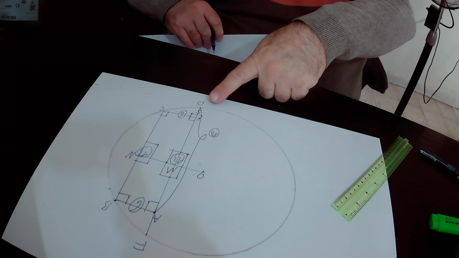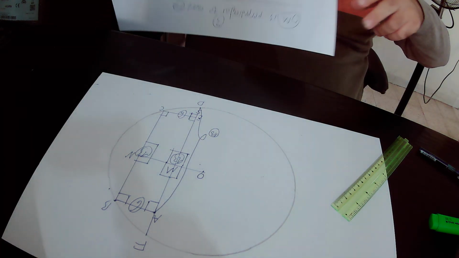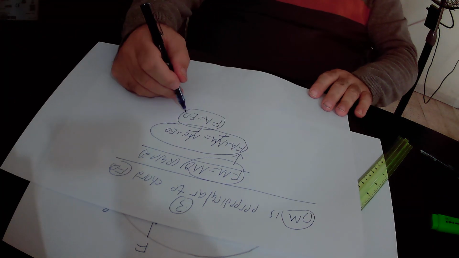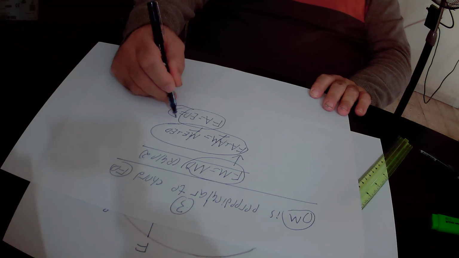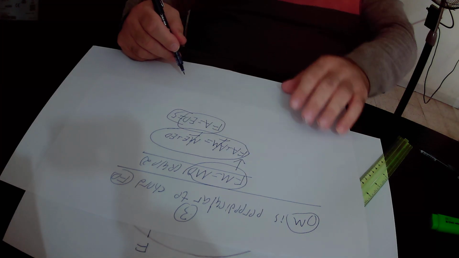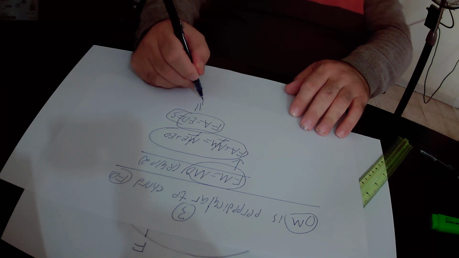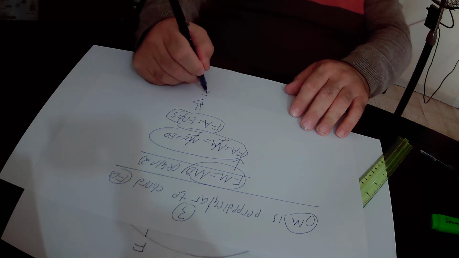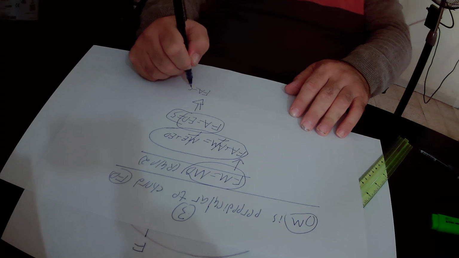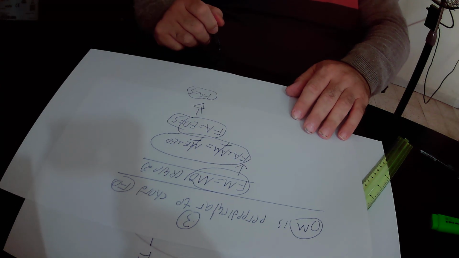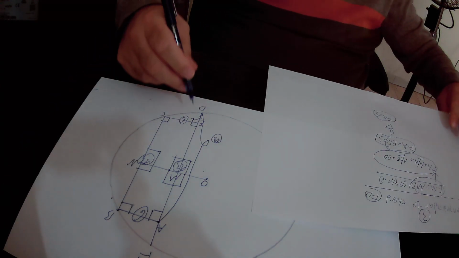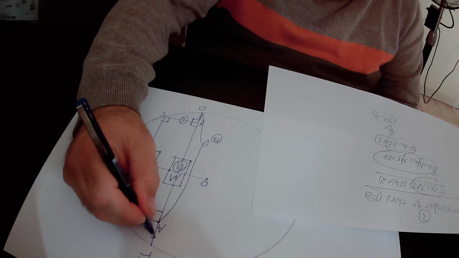But we have already found out that ED equals 5 units, so we can write here that ED equals 5 units. And from this equation, FA equals ED equals 5, we will derive that FA is also equal to 5 units.